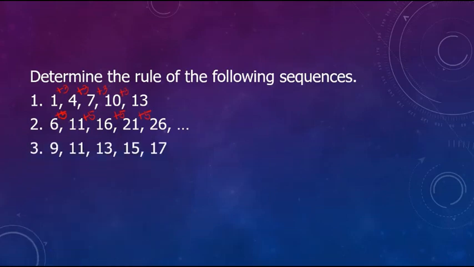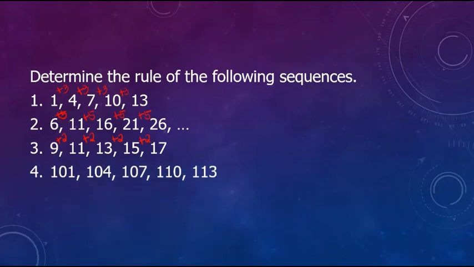Next, we have 9, 11, 13, 15, 17. How can we obtain the next term or terms of this given sequence? Okay, by adding 2. So, 9 plus 2, that is 11. 11 plus 2, that is 13. 13 plus 2, that is 15. 15 plus 2, that is 17, and so on.